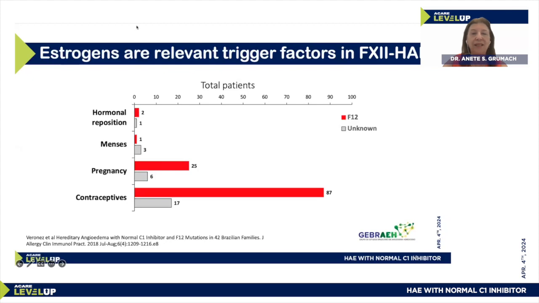And so it's interesting to see that for some of them, the withdrawal of contraceptives is very important to improve their condition. Also, some patients develop it after pregnancy, and we can see here in comparison with patients with unknown mutation.